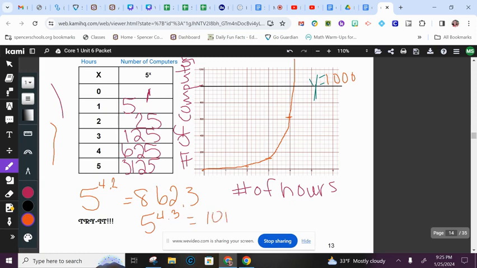So I got 1,112.9 computers. So my better estimate, after looking at my graph and then using my calculator to do a better estimate, is going to be 4.3 hours for 1,000 computers. So if you just think about exponential growth, that's crazy. We started with one computer at 0 hours, and already at 4.3 hours, so a little over 4 hours, I've infected 1,000 computers, and my constant rate was 5.